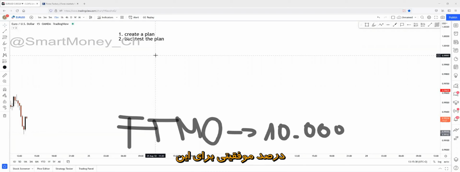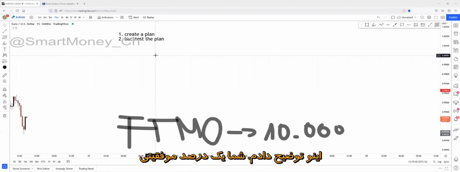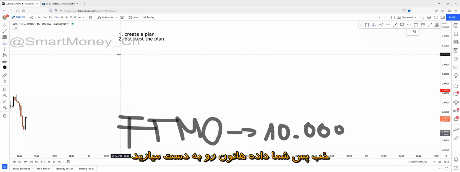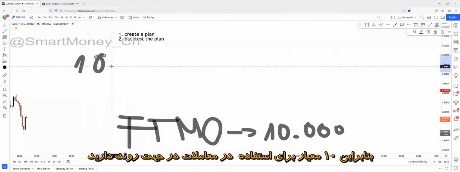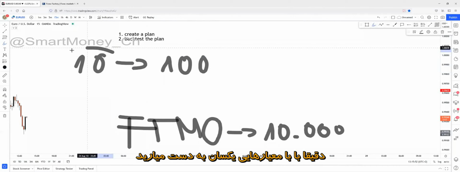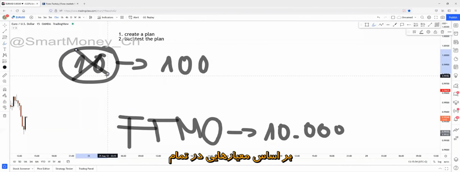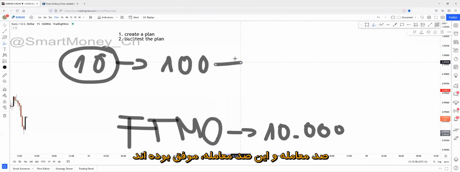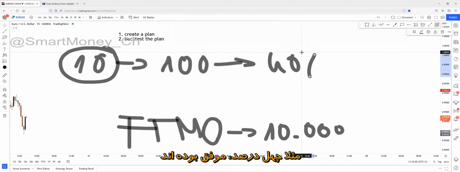And you will see a win ratio for these criteria, but I just explained it several times. So you just gather data. You have 10 criteria for a pro trend trade. You gather data about 100 trades with all of the exact same criteria on those 10 criteria on all of the 100 trades. And these 100 trades will have like a 40% win rate.